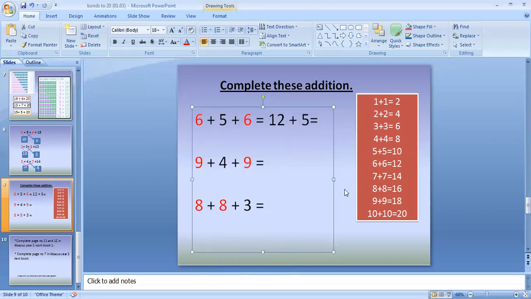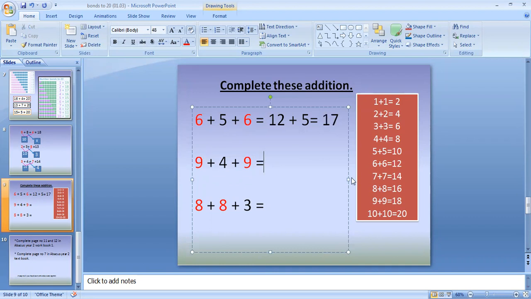So, what is the answer? 12 plus 5. 5 plus 2, it is 7. The remaining one is there. It is 17.